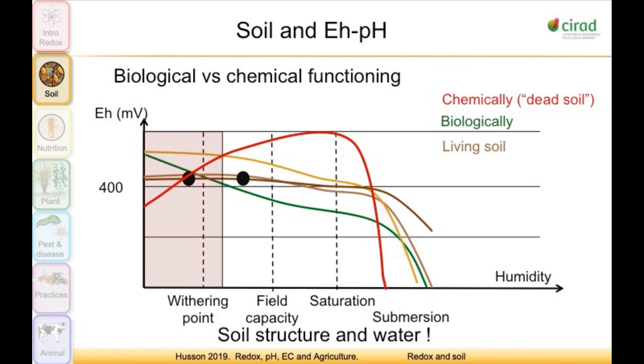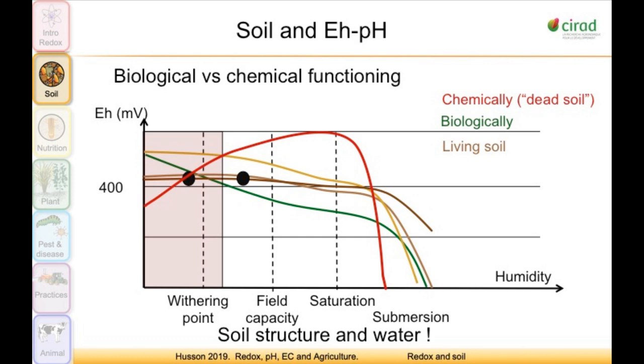Redox potential and pH will be interesting at a higher level, but it's what happened to us in Côte d'Ivoire. We compared, on the same day, a conventional system with plowing and dead soil and a regenerative agriculture system, and we measured regenerative agriculture was here and dead soil was here.